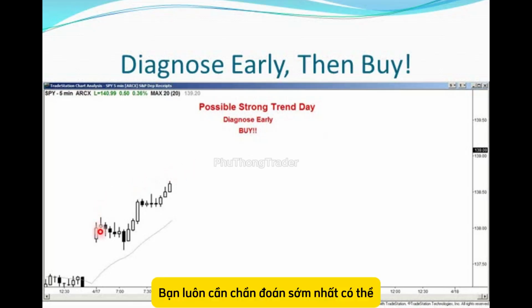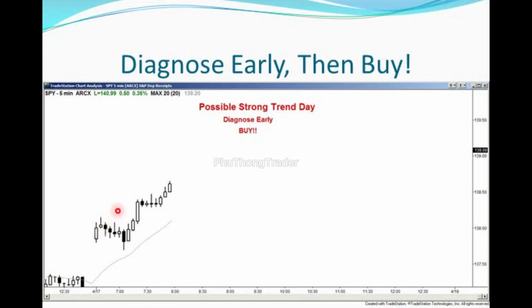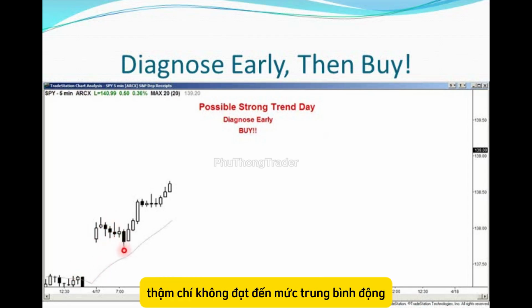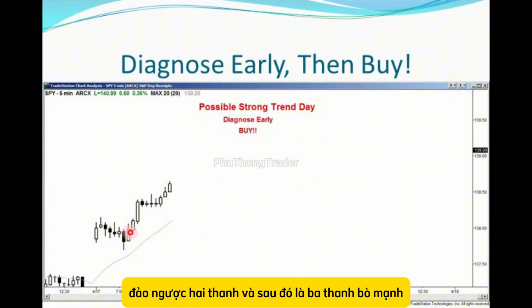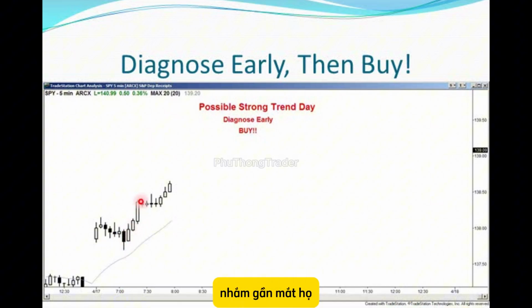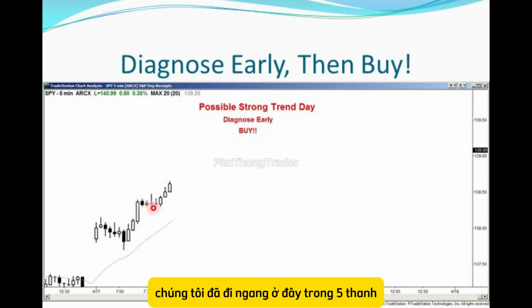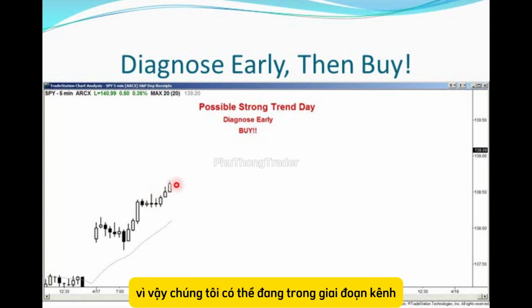You always need to diagnose as early as you can. So here we have a big gap up, a two-legged move that did not even reach the moving average, a two-bar reversal, and then 3 strong bull bars closing near their highs. We went sideways here for 5 bars, so maybe we're entering a channel. These bars are getting smaller body, tail on top, so we're probably in a channel phase.